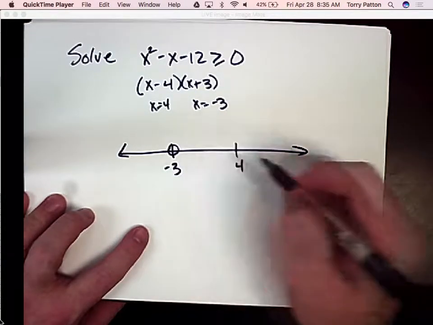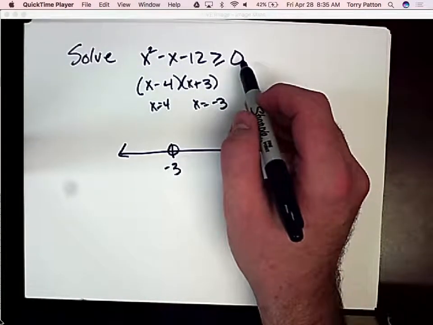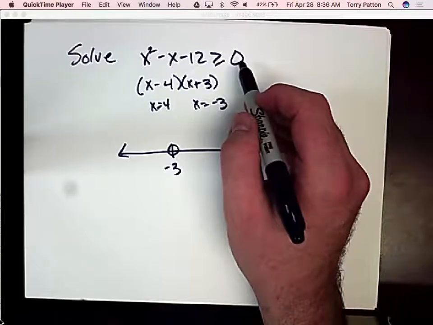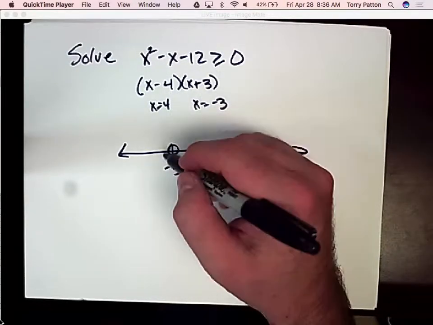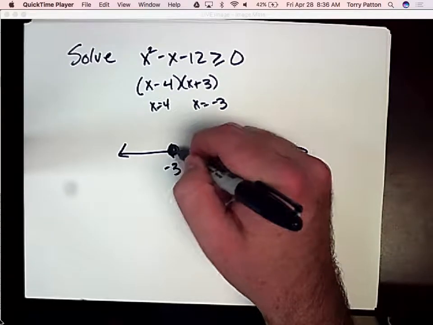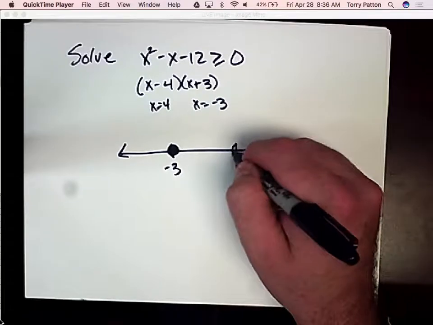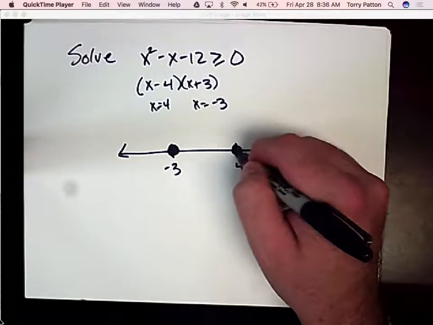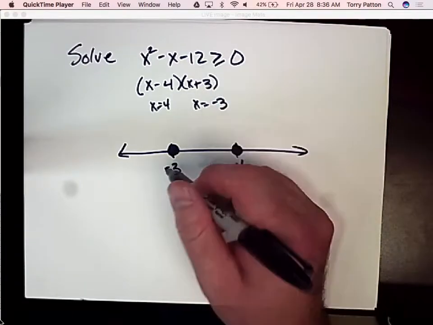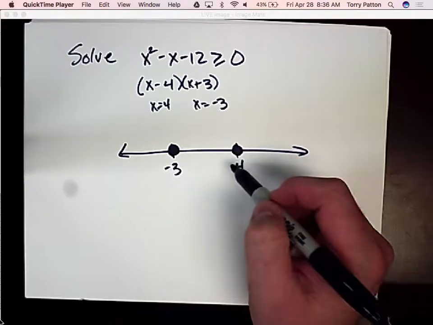Okay, at negative 3 it's 0. Is 0 greater than or equal to 0? Yes. So we color that in because 0 equals 0. At 4, it was 0. Is 0 greater than or equal to 0? Yes, so we color that in. If that had just said greater than, you wouldn't have colored these in. But because it says greater than or equal to, you do.